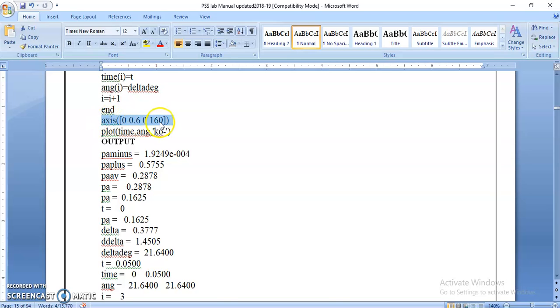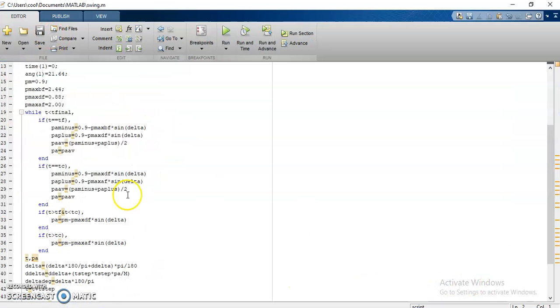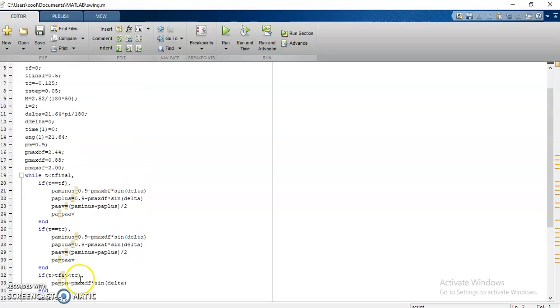Even if you don't write the axis, it will execute. Plot time versus angle with 'ko-'. The ko dash will indicate the particular points in that graph. Otherwise, if you remove it, it won't indicate the points. Okay, let us execute this program. So this is the program we have written properly. Now we will execute this.